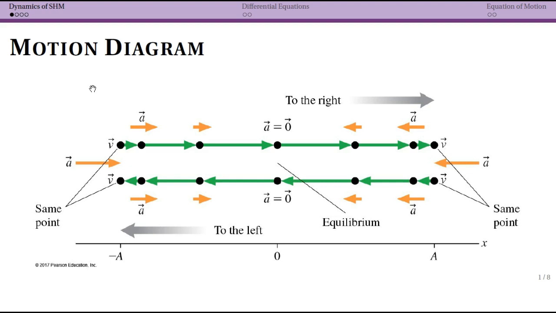So first, let's think about a motion diagram that actually shows in one dimension what's happening. Now, the one challenge here is that the motion to the right and the motion to the left would actually be on top of each other. So to make this more clear, we've separated out the motion to the right on top and the motion to the left on bottom. So your equilibrium point is in the center. There, your acceleration is 0.